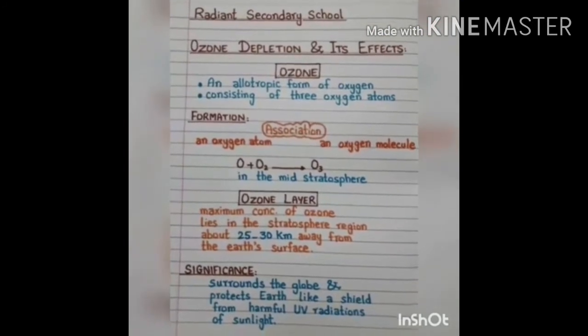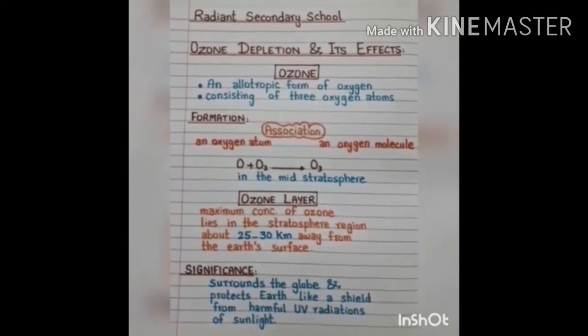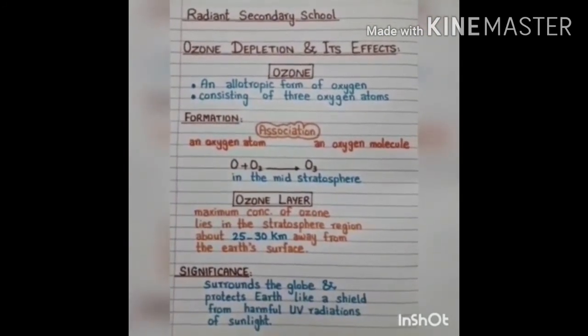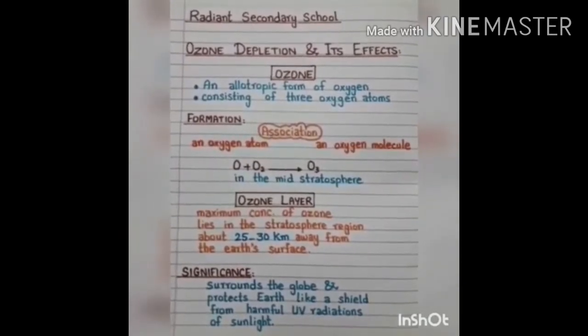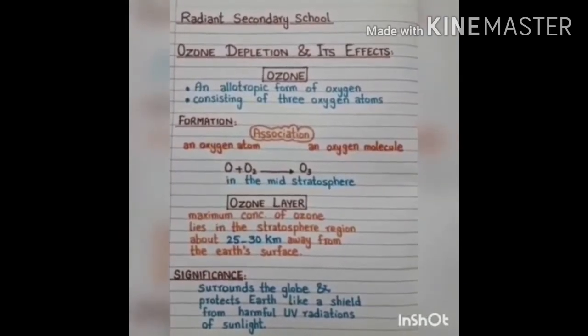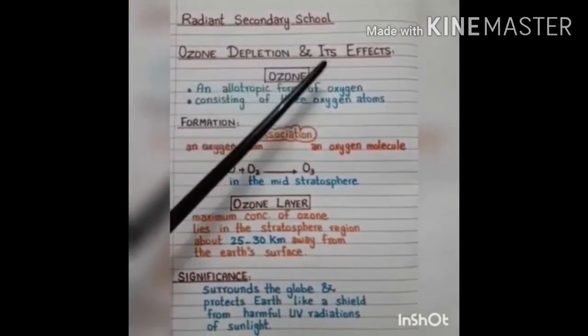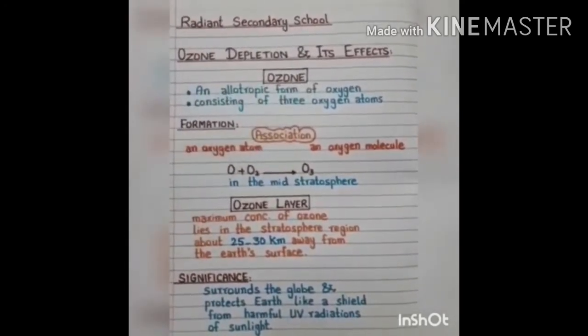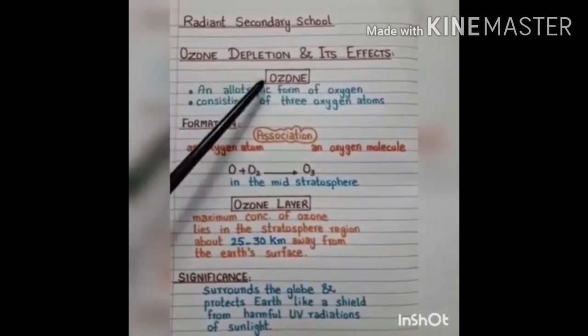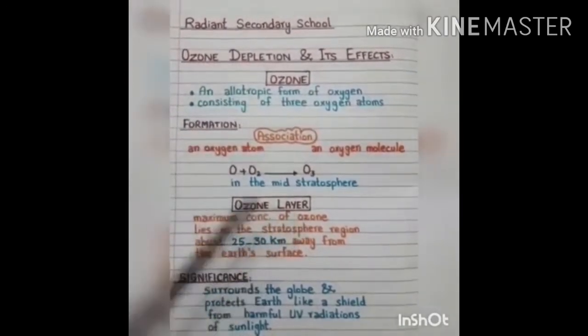Assalamu alaikum students. You are studying chapter number 14, which is about environmental chemistry, and today we will discuss its last topic, which is ozone depletion and its effects. First of all, let's know what is ozone and what is ozone layer.